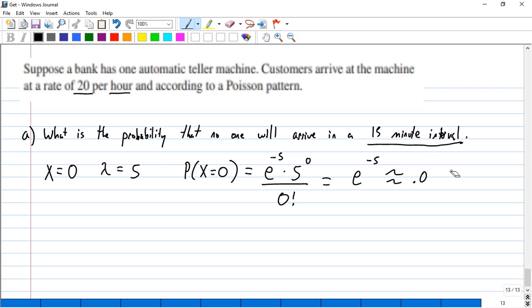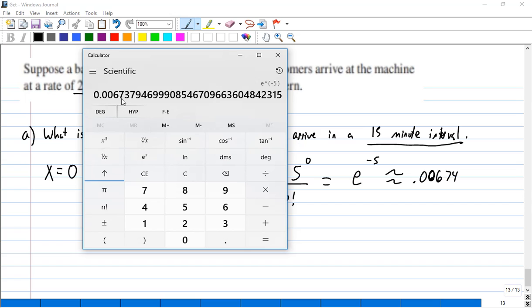Is that a very good chance? That's 0.7. I'm sorry. Yep, 0.674. That's not even a 1% chance that's going to happen. All right? So a very, very small chance that would happen.